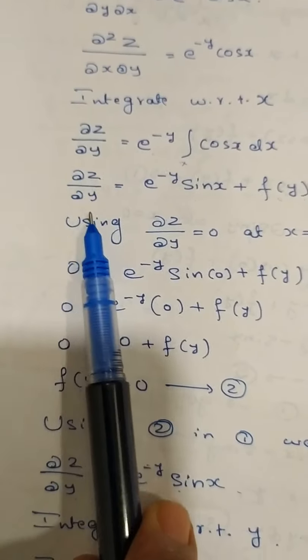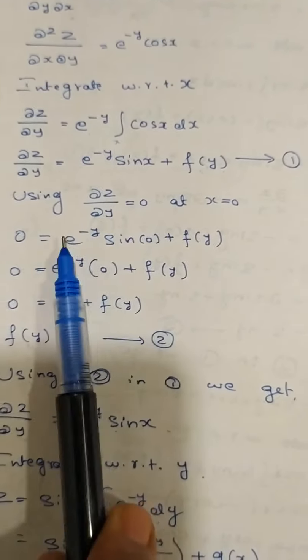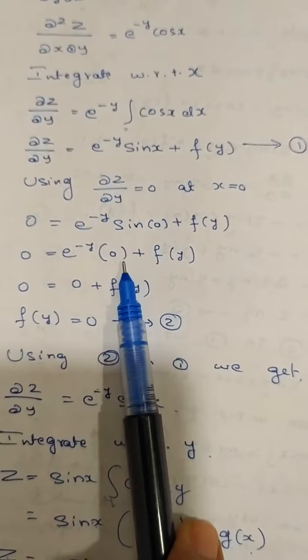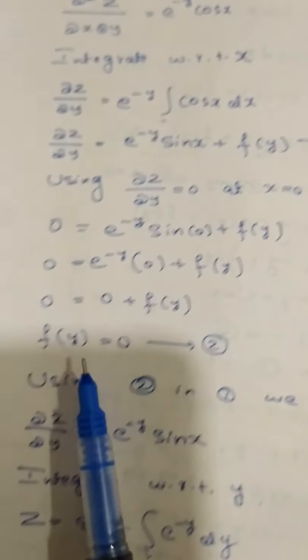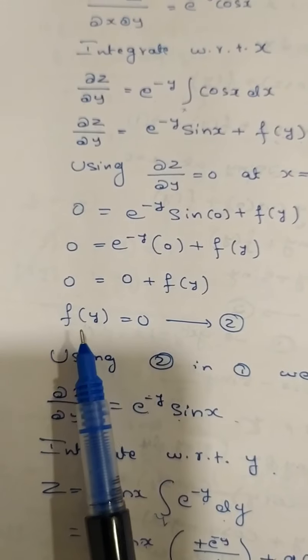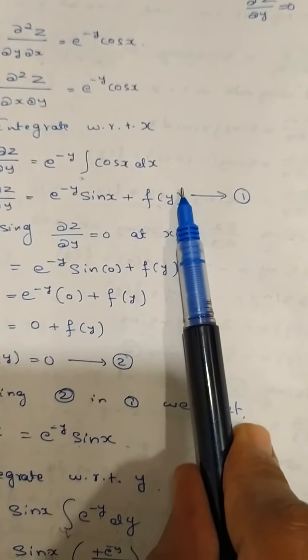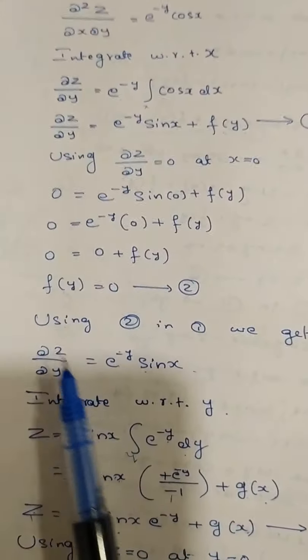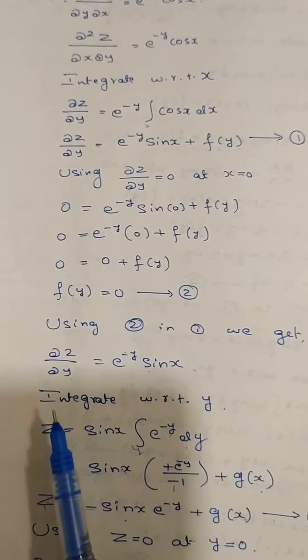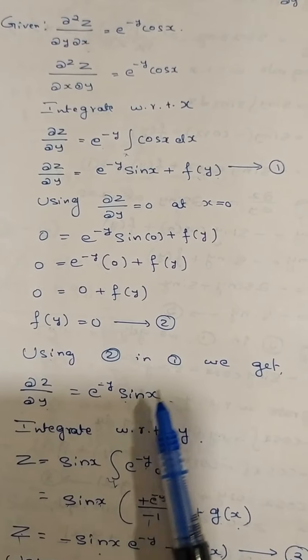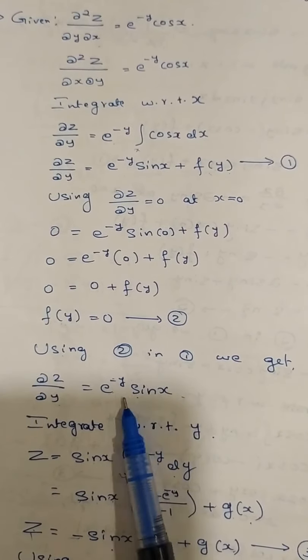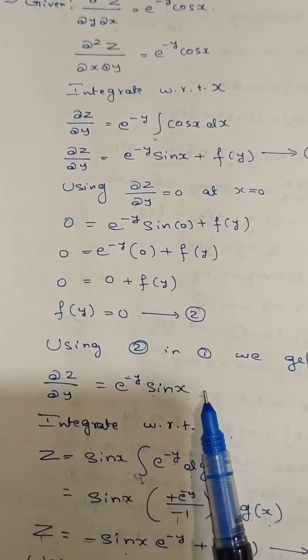Dou z by dou y is 0 when x is equal to 0. Substitute: sin 0 is 0. Therefore f of y is 0. Then replace f of y is equal to 0 in equation number 1. Then we get dou z by dou y is equal to e power minus y sin x plus 0. Okay, then it remains e power minus y sin x only.